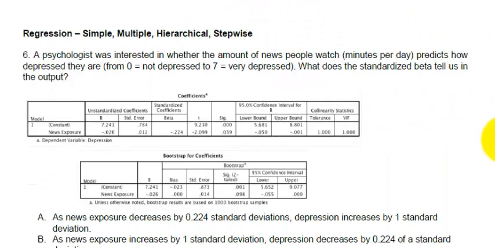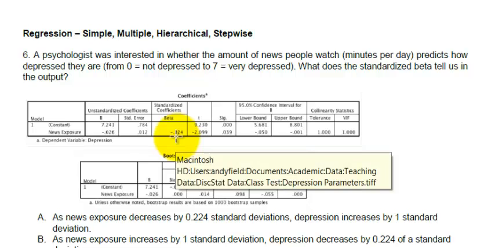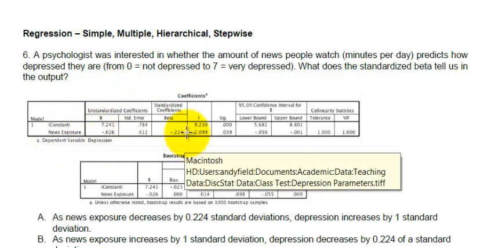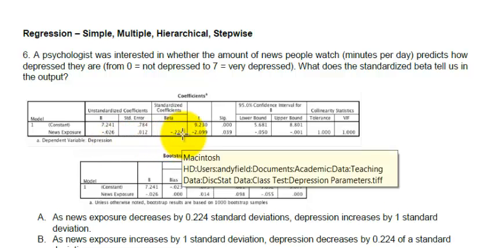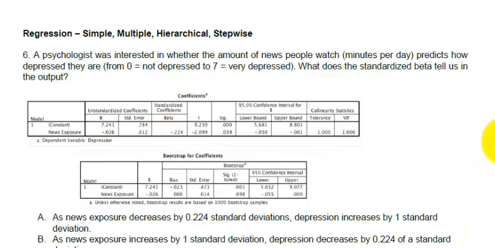Next question. Simple regression. All right, psychologist, blah, blah, blah. What does the standardized beta tell us? The betas always tell us the same thing. Look at the beta here. It's negative 0.224. What that literally means is every time news goes up 1 unit, the DV, depression, goes down 0.224 units. I'll say it again. What that beta weight means is for every 1 unit of increase in news exposure, the DV, depression, goes down 0.224. So let's figure out which one that is.